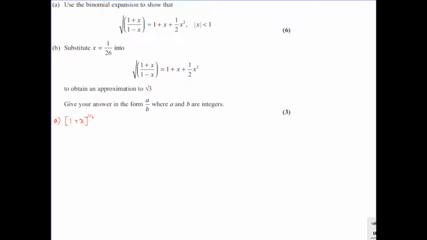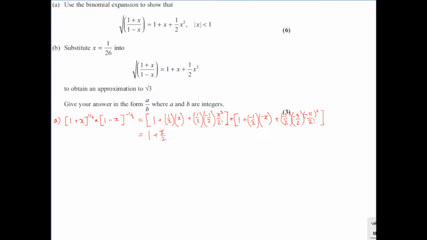Well, first of all, my square root of (1 plus x) over (1 minus x) is the top square rooted divided by the bottom square rooted, or 1 plus x to the half times 1 minus x to the minus a half. And so we can expand both of those now. So following our expansion rules, we've got that as the first one, and then this manipulation in the second one, and if we tidy that up, we get 1 plus x over 2 minus x squared over 8 times 1 plus x over 2 plus 3x squared over 8.